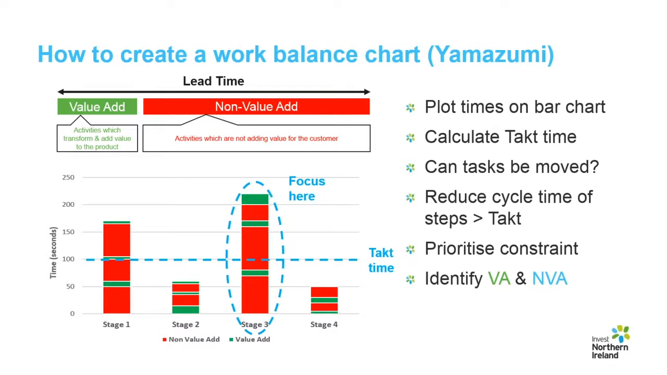Once the cycle time for the constraint process step has been reduced to less than the takt time, the bottleneck may now have shifted to another step with the next longest cycle time, which then becomes your new area of focus for improvements.